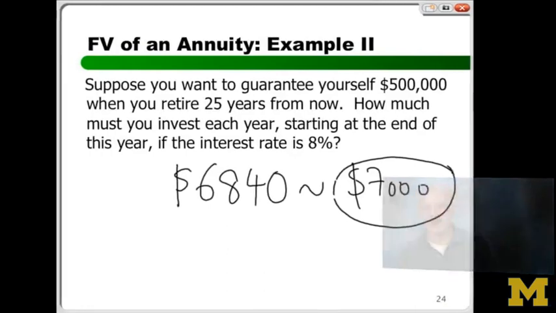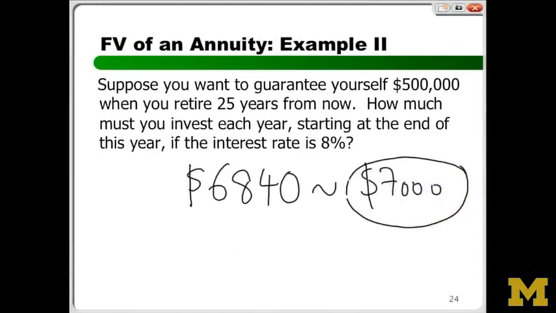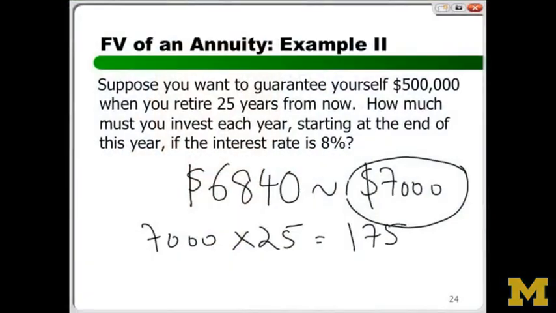Let me ask you the following question. Suppose the interest rate was 0, in other words, there was no value to time. What would you have if you invested $7,000 25 times? You just multiply 7,000 by 25, right? So you take $7,000 multiplied by 25, you have 175,000.